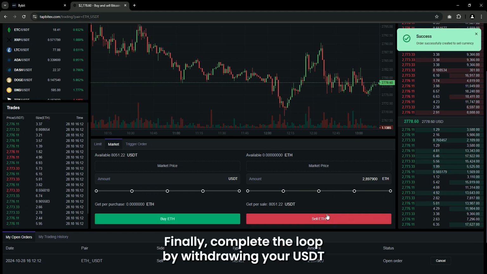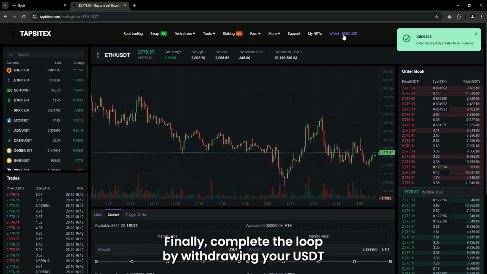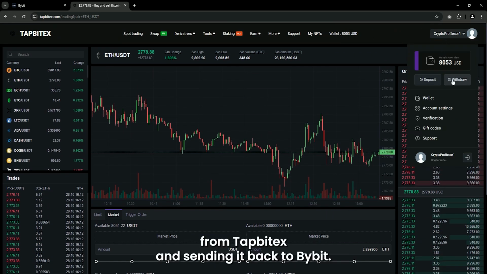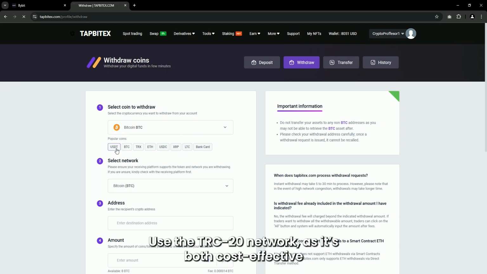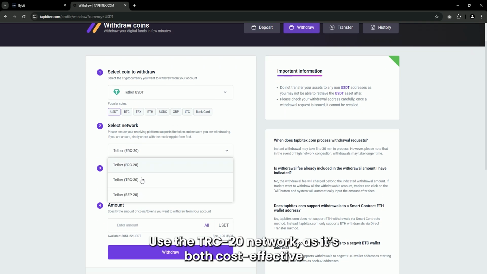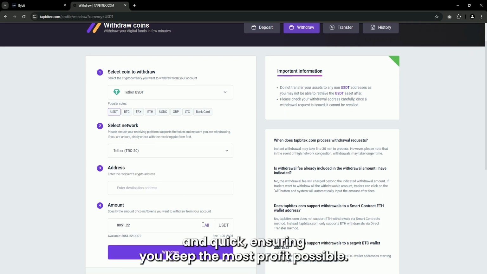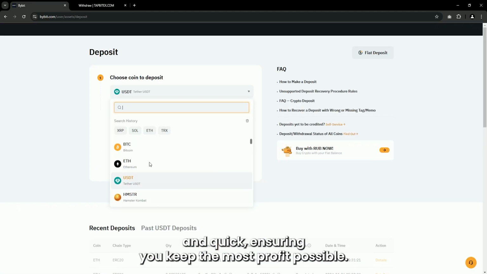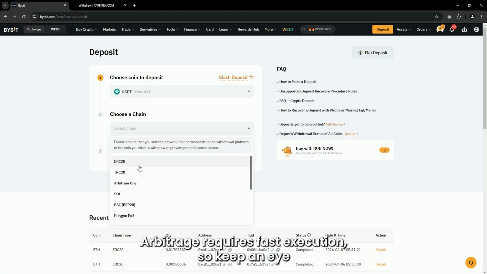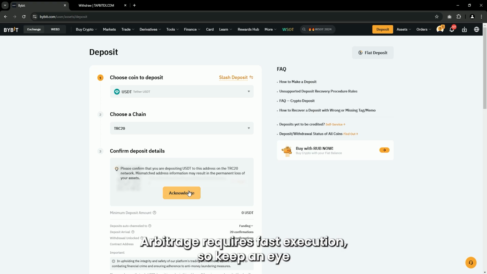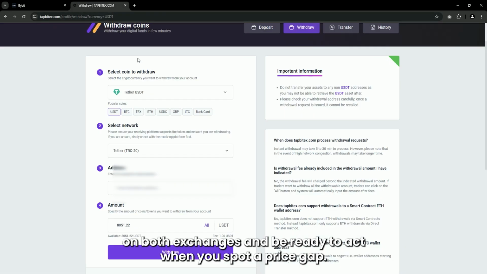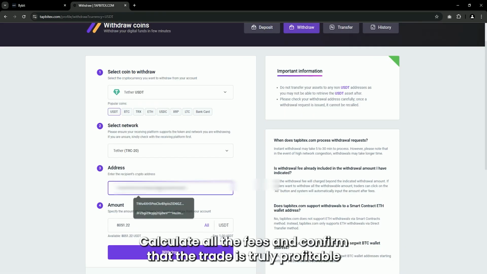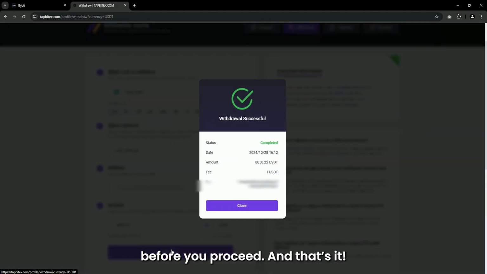Finally, complete the loop by withdrawing your USDT from TapTax and sending it back to Bybit. Use the TRC20 network, as it's both cost-effective and quick, ensuring you keep the most profit possible. Arbitrage requires fast execution, so keep an eye on both exchanges and be ready to act when you spot a price gap. Calculate all the fees and confirm that the trade is truly profitable before you proceed.